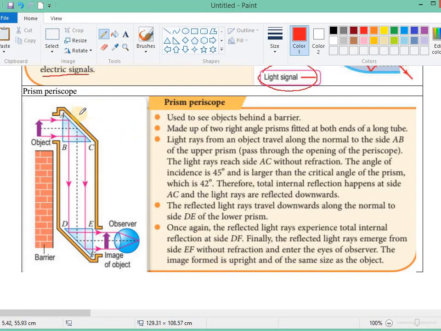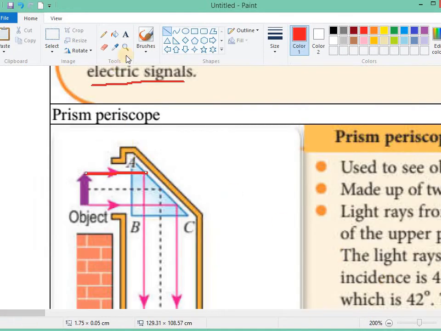So look at here. You see the light from the object goes inside. When it goes inside, here it is a right angle, so that means here is 90 degrees. That is why there is no refraction. The light just goes straight in because the incident angle is 0. So the light goes straight in.